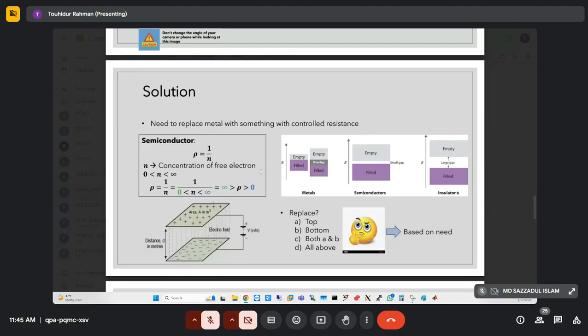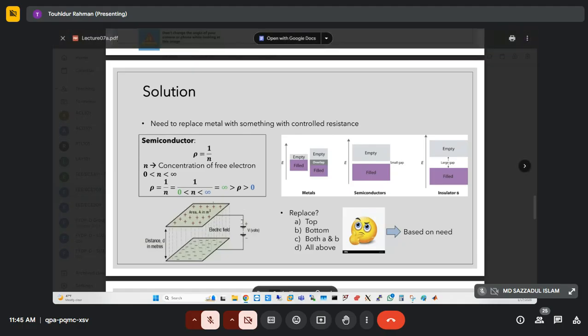Another very straightforward question may be: why do we need to change the top one or bottom one or all of the above, etc.? So which one should we change and why? This, in this parallel plate structure.